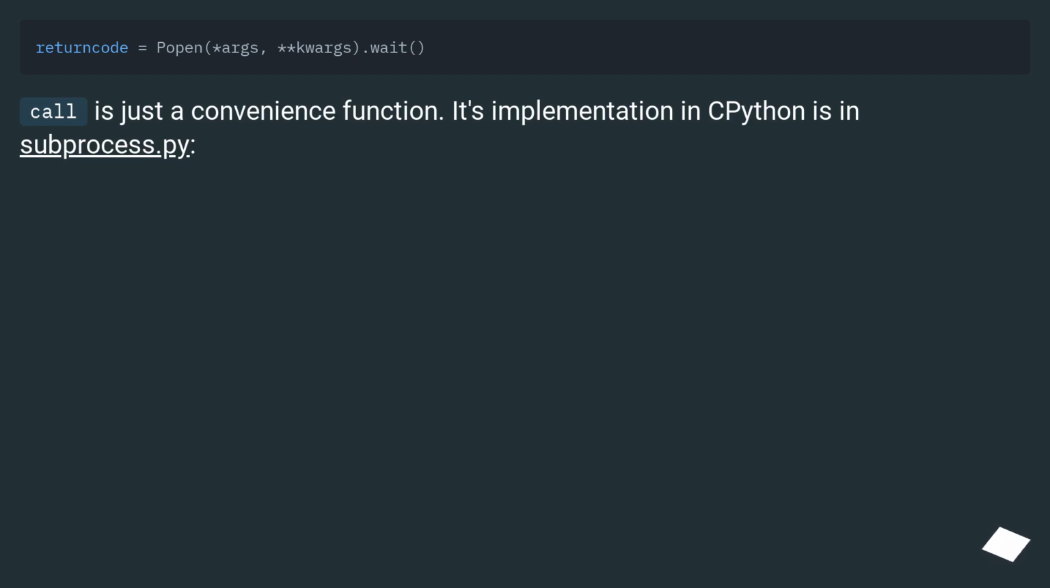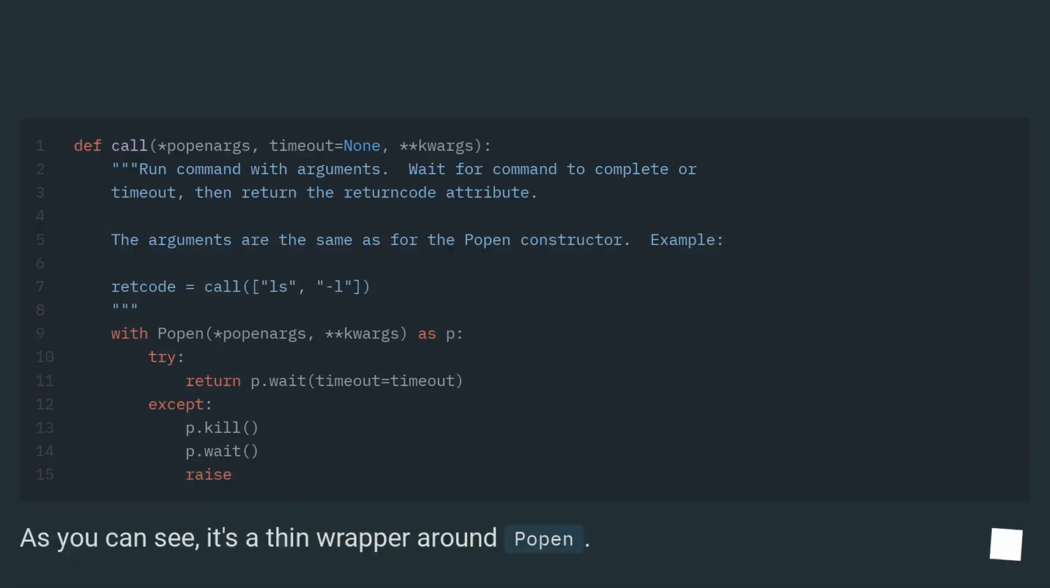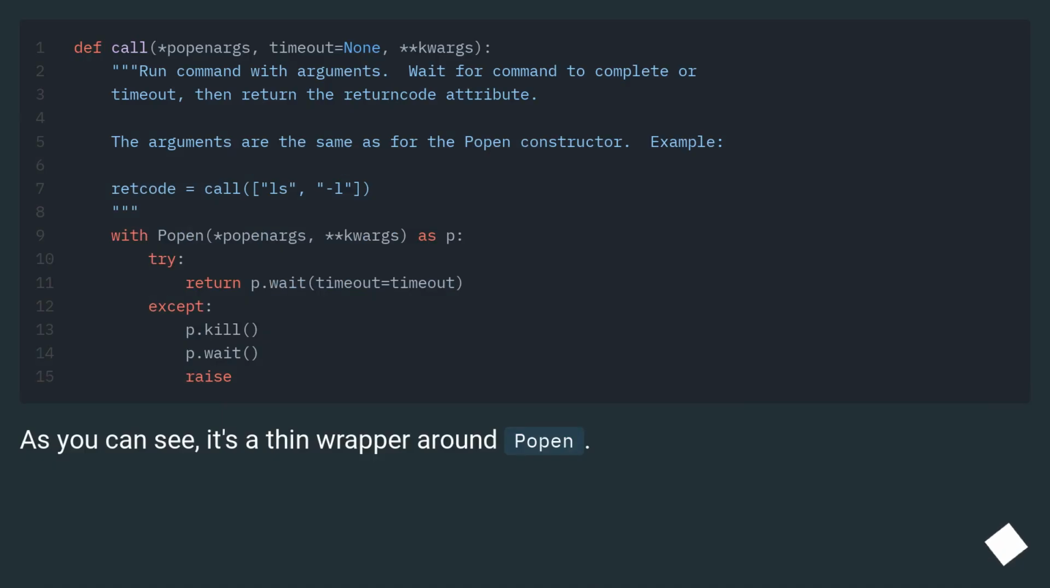Call is just a convenience function. Its implementation in Python is in subprocess.py. As you can see, it's a thin wrapper around Popen.